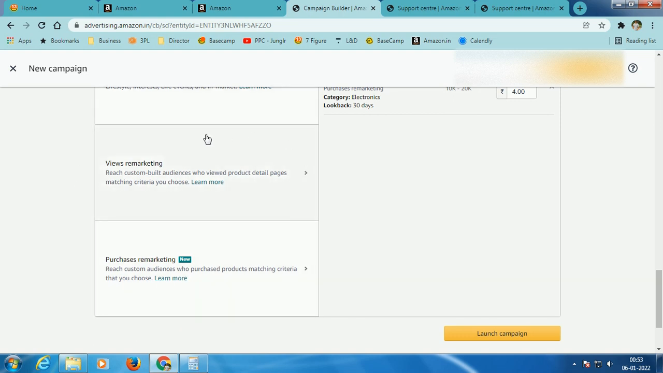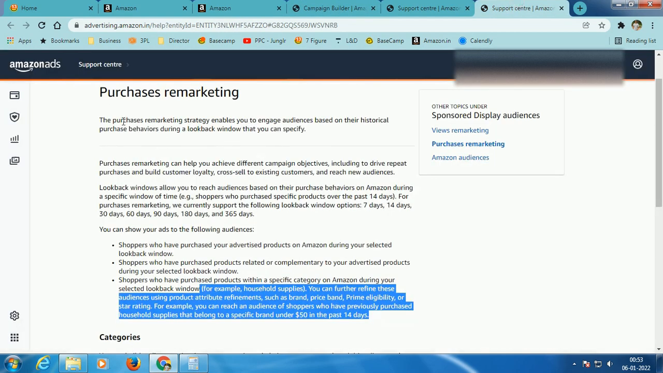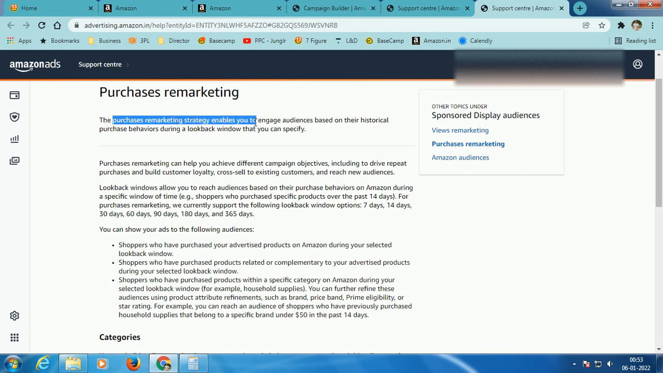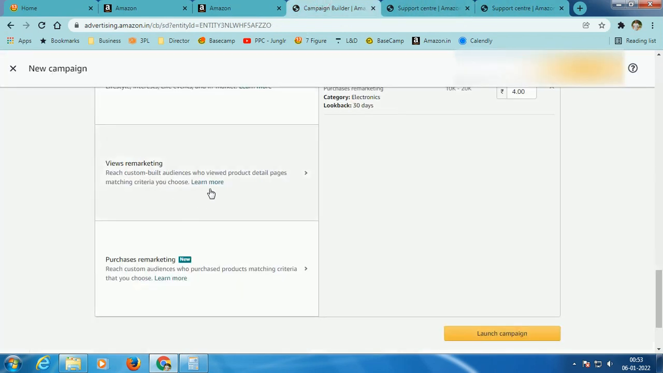Now let's look into the definition of purchases remarketing. Purchases remarketing strategy enables you to engage audiences based on historic purchase behavior during a look back window that you can specify. It's the same thing. While views remarketing helps you understand the potential in a market, purchases remarketing tells you how many people have actually bought the product.